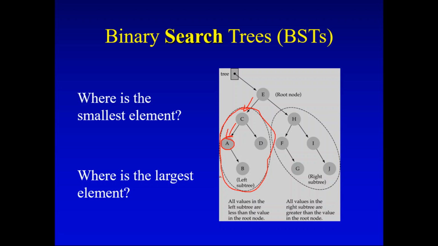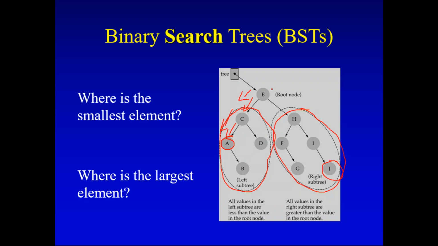And where is the largest element? The largest element will surely be in the right subtree. If you see this, H is greater than E, I is greater than H, and J is greater than I. So this will be the largest element. So the point is, if you want to identify the smallest element, you start from the root node and travel towards the left until you reach the last left node, beyond which there are no left children. That will be the smallest value.